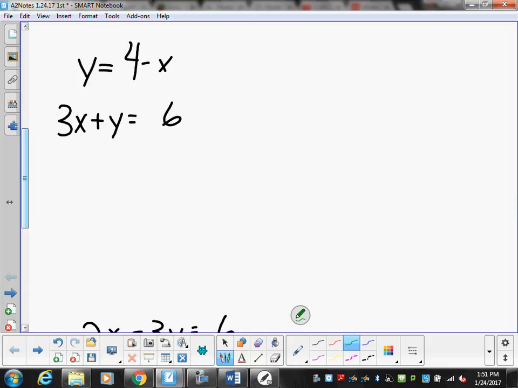So to start that, since this one's already kind of in our standard form, let's make this one get in that same standard form. So I need to move the x back to this side, back to the left. Okay, so I'm going to rewrite this one now as x plus y, equals 4. And then this one's going to stay as 3x plus y equals 6.